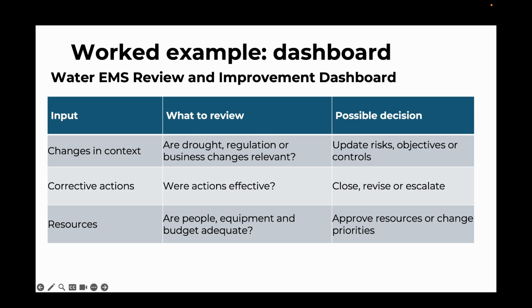Corrective actions must also be reviewed. Were they effective? Should they be closed, revised, or escalated? And resources matter. If people, equipment, and budget are not adequate, management must decide.